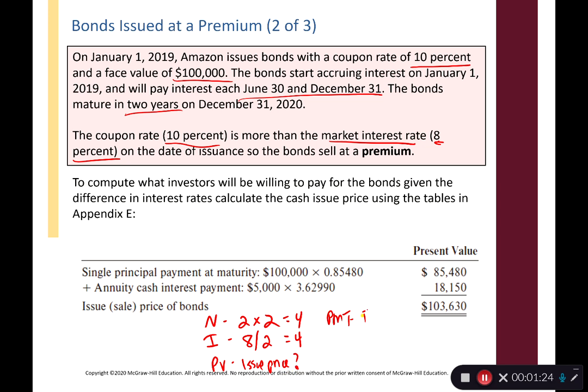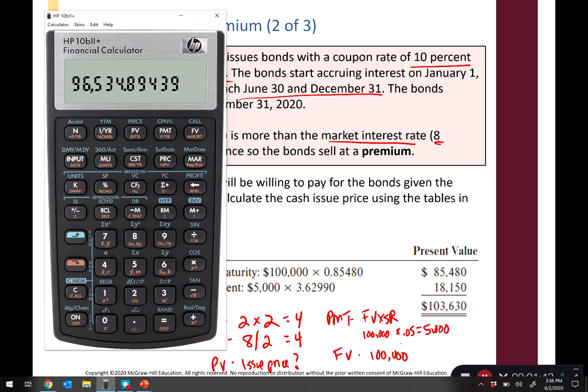PMT is the interest paid. That's fun stuff. That's going to be the same 100,000 face value times the stated rate cut in half, or 5,000. And then FV, future value, is also the face value, which is 100,000. So we're going to pop that in our calculator. Let's get that HP10B rocking.